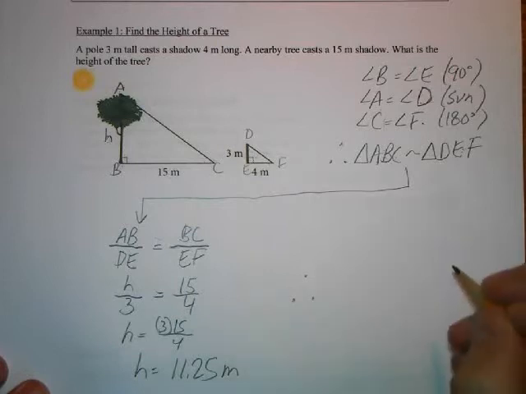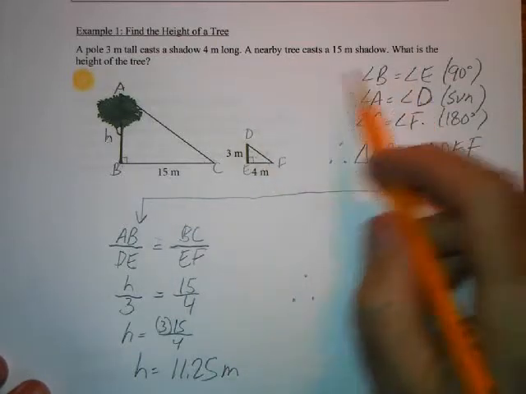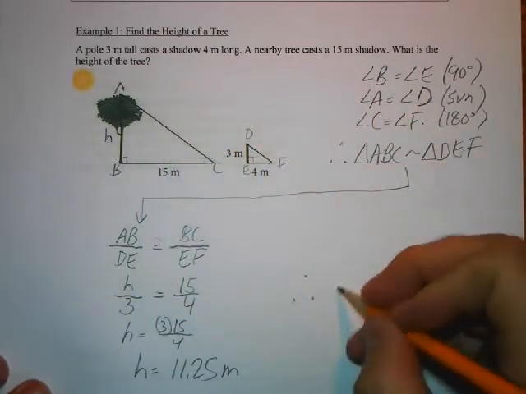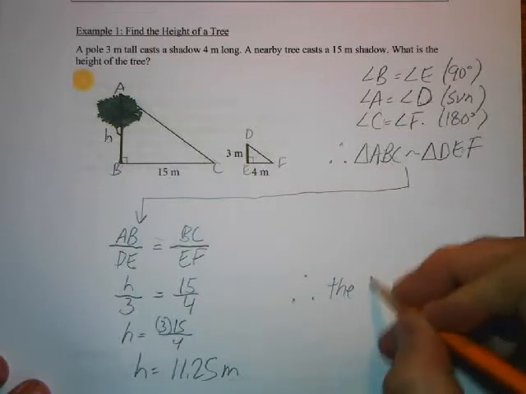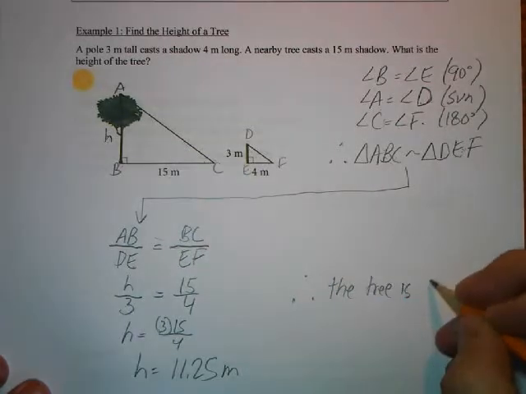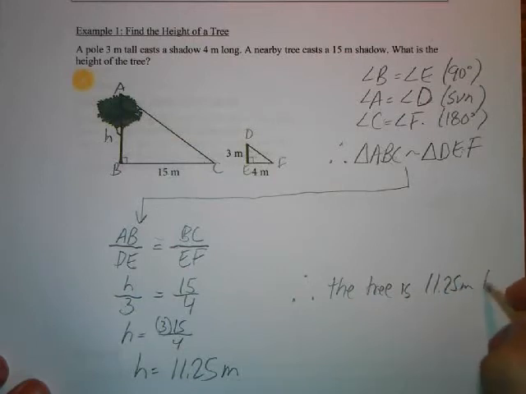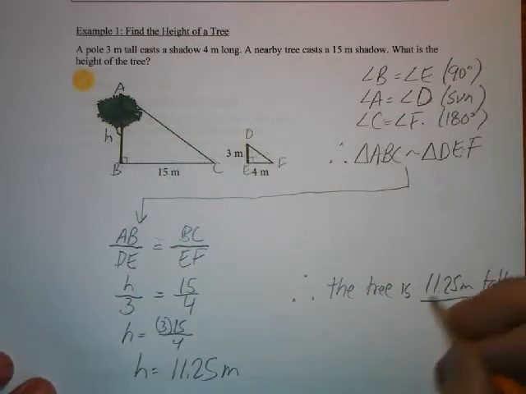And then all word problems deserve a word answer. What is the height of the tree? Therefore, the tree is 11.25 meters tall. So that's kind of a cool question.